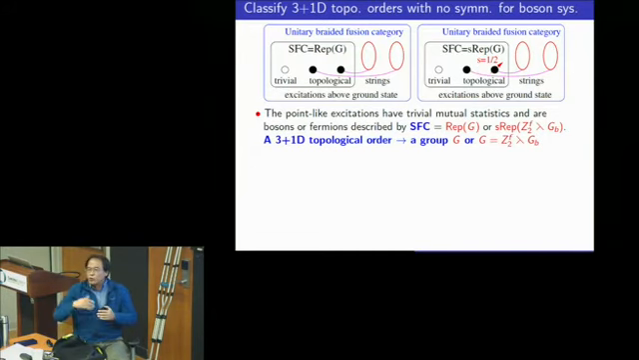And so when you ask what kind of point-like excitations you can have in 3 dimensions, you can ask basically what kind of symmetric fusion category can you have. And fortunately, mathematicians gave us a full classification of symmetric fusion categories. Basically, every symmetric fusion category is the representation category of a finite group. So that's very simple.